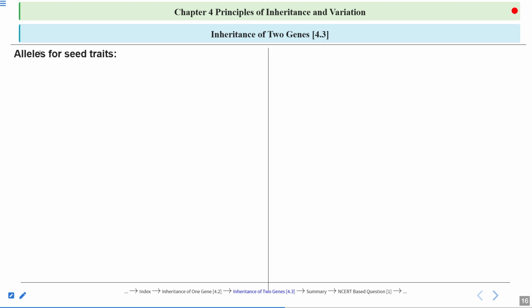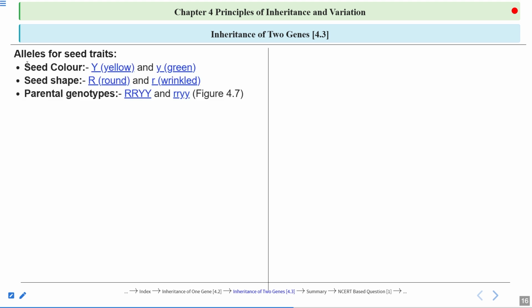Now, what are the alleles of the seed trait? For seed color, we have capital Y for yellow and small y for green. For seed shape, capital R was for round and small r was for wrinkled. And the parental genotypes were capital R, capital R, capital Y, capital Y, and small r, small r, small y, small y. These were crossed with each other.